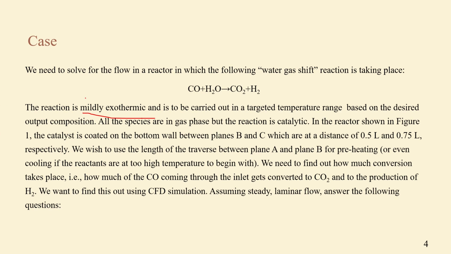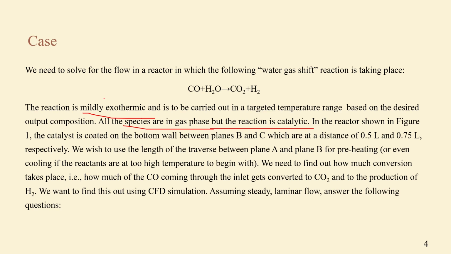All the species are in gas phase, but the reaction is catalytic. In the reactor shown in figure 1, the catalyst is coated on the bottom wall between planes B and C, which are at a distance of 0.5 and 0.75 L respectively, which we saw in the last slide itself. We wish to use the length of the traverse between planes A and B for preheating or even cooling if the reactants are at too high temperature to begin with.